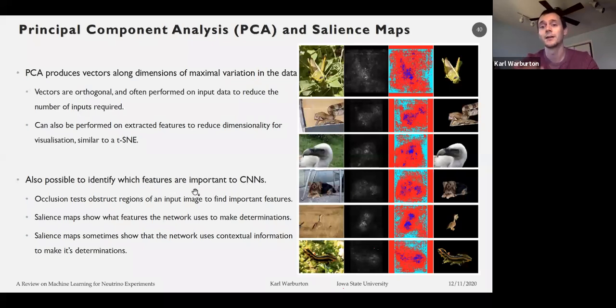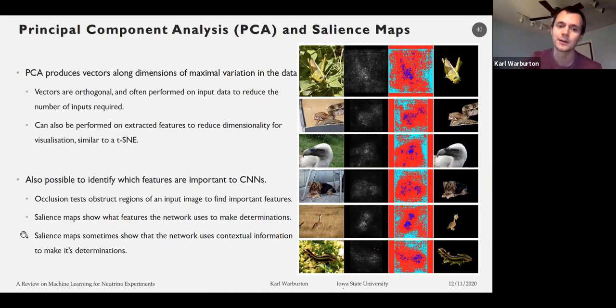It's also possible to identify features which are important to CNNs. You can do this by hand, simply by covering up parts of the image and seeing whether the network is able to classify the image with the same score, with the same efficiency. That's a process called occlusion testing.